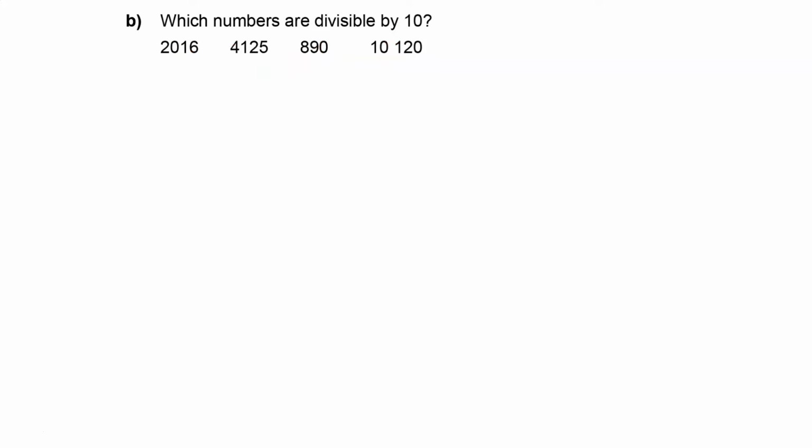Which numbers are divisible by 10? For it to be divisible by 10, it has to end in a 0. So 890 and 10,120 are divisible by 10, but 2,016 and 4,125 are not.